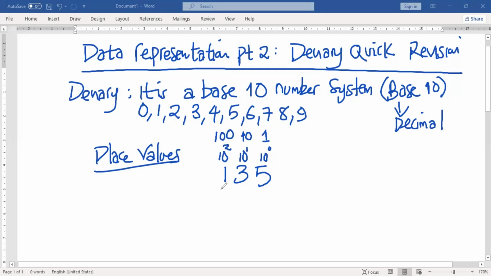Then if we have another value here, the place value will be 10 to power 3, meaning 10 times 10 times 10. Multiply 10 3 times, which will give us 1,000. So we have ones, tens, hundreds, then thousands. That is how we have those place values.